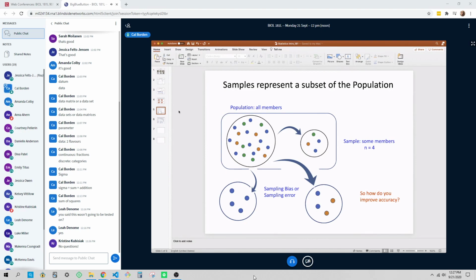Ideally, if you collected or you measured every single member in the population, you would get a very accurate assessment of the true value. You know it's the true value because you measured every single element in the population. Okay? You've accounted for all the variation by measuring every single member of the population. This is often impossible to do.